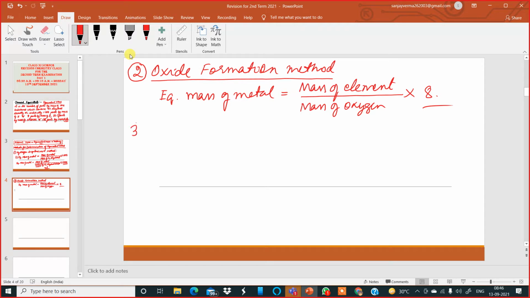Then number 3, the third method of determination of equivalent mass is here. It is called chloride formation method.